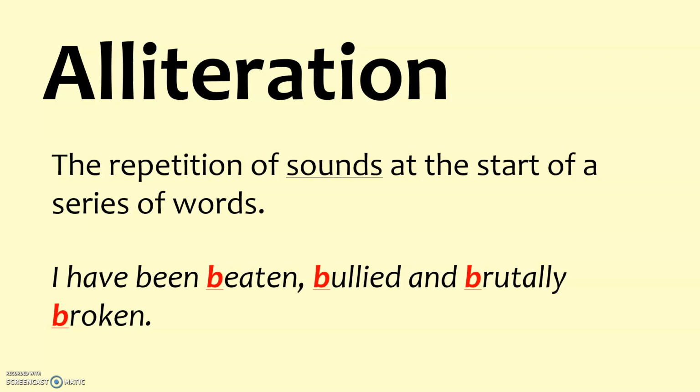Starting with alliteration, as it says there, it's the repetition of sounds at the start of a series of words. For example, there I've put I have been beaten, bullied and brutally broken. You can hear that B sound repeating itself there. It's not about when two words have it accidentally. It's got to be deliberate, where it's almost trying to emphasize a sound or draw your ear towards a sound, like it is doing in that sentence. And it doesn't have to be the same letter. I deliberately didn't write the same letter, it's the same sound. So f in fish and ph in phone are examples of alliteration.